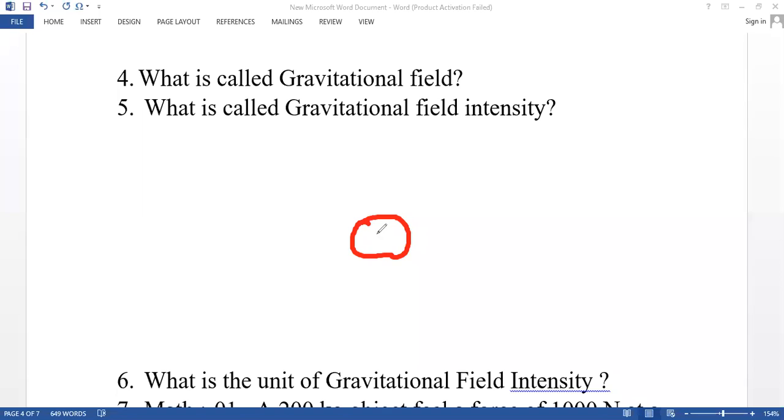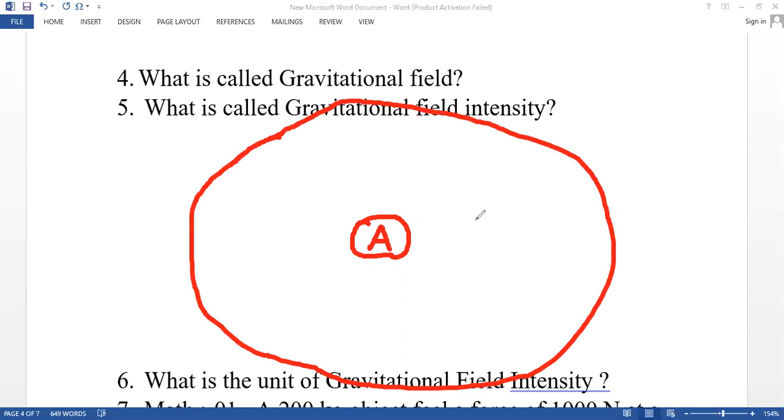Think that this is the field created by the body A, and this is the point P, and here is another point Q. When you place a 1 kg object here, it will experience a force towards the body A, because every body in the universe attracts each other, and A will also experience force due to the presence of the 1 kg object here.